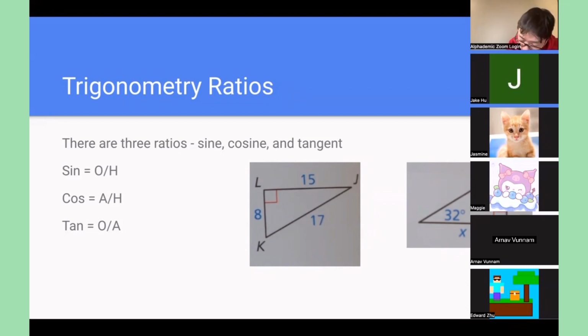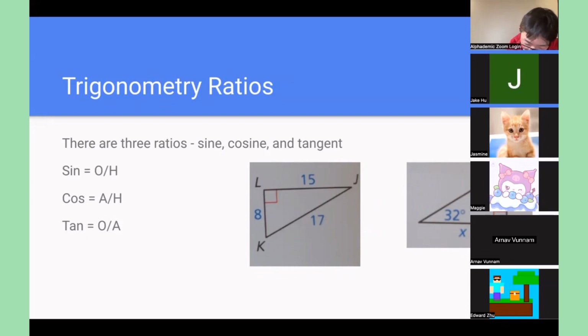Basically, what this means is that for any, that's a bad color, 1 second. Oh, no. Give me 1 second.